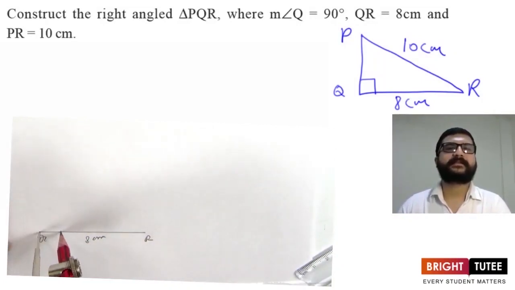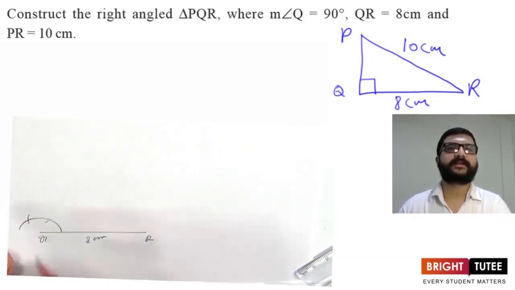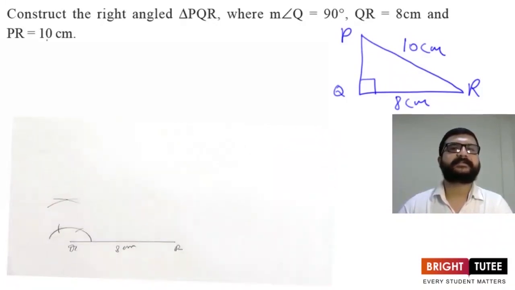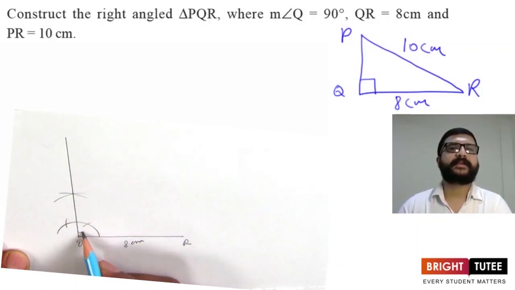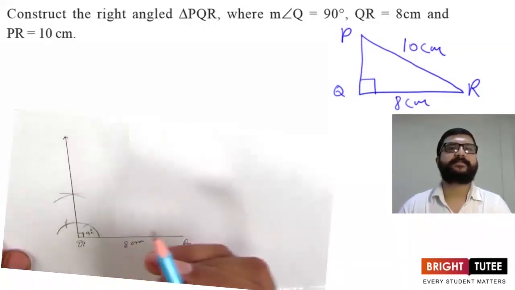Now the next step is construct a 90 degree angle at Q. So here we have to construct a 90 degree angle. We know how to construct a 90 degree angle. So this is the 90 degree angle at Q. We can name this point as X. Let's say here is point X.